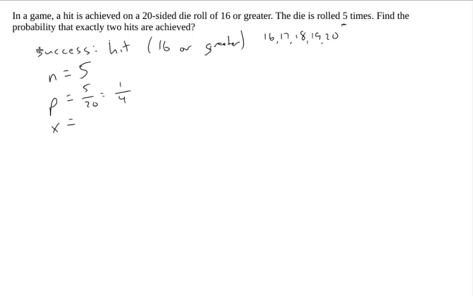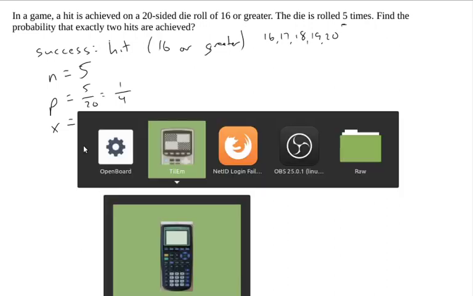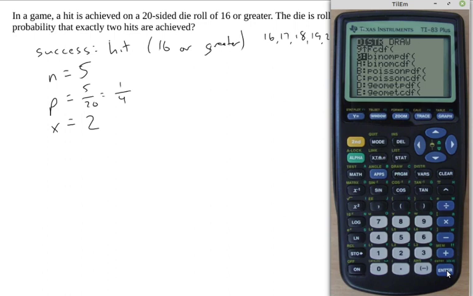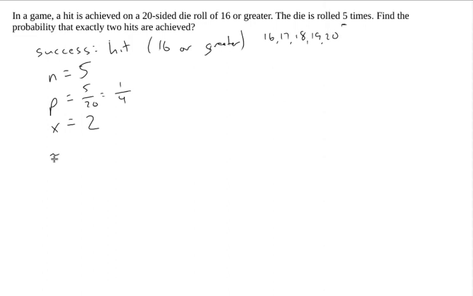So find the probability that exactly 2 hits are achieved. So we want x equals 2. Now we have our n, we have our p, we have our x. We can pull up our calculator and say binomial PDF. Go to distributions. I'm going to scroll up to get to binomial PDF. Enter in 5, comma, 0.25, that's 1/4, comma, 2. And we get a probability of 0.264, we'll call it.